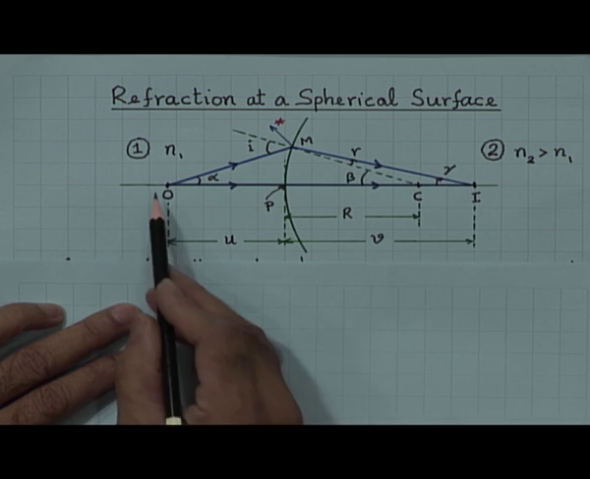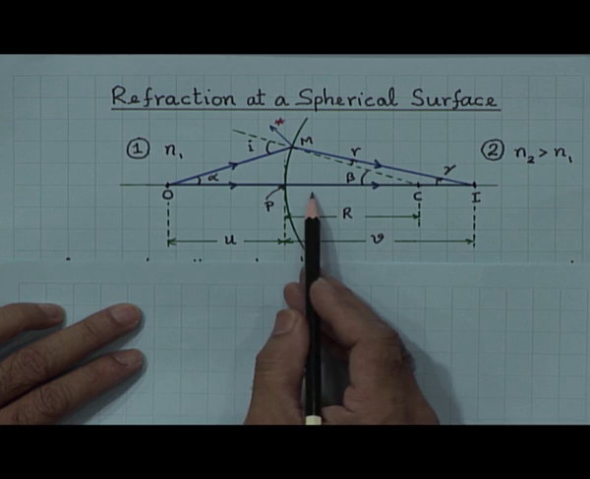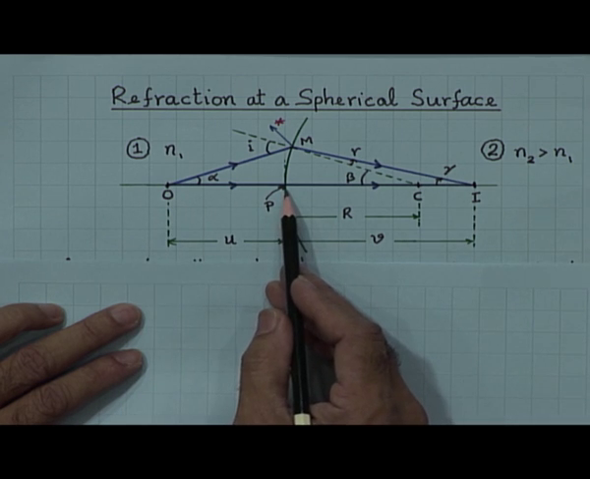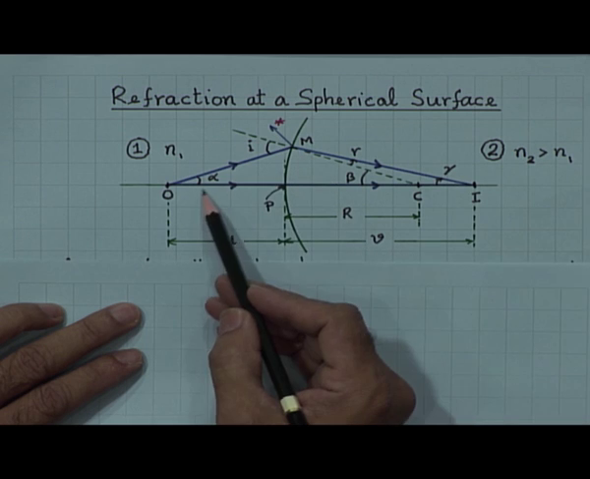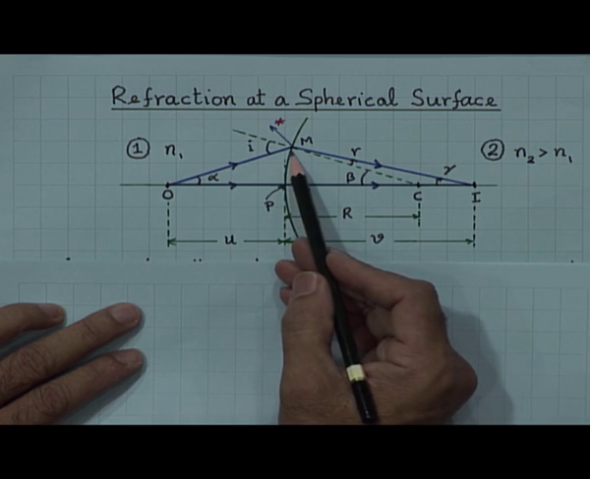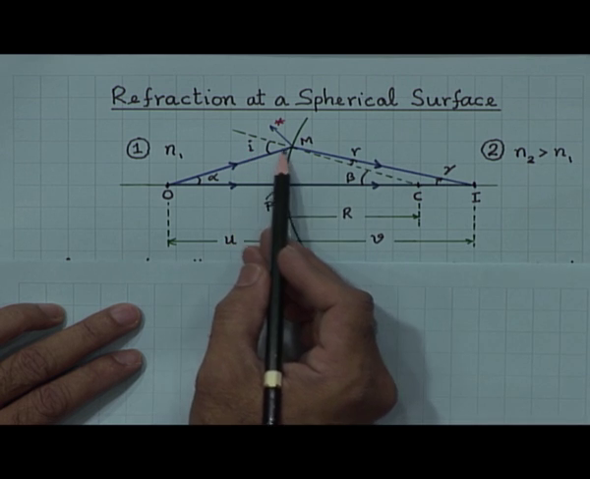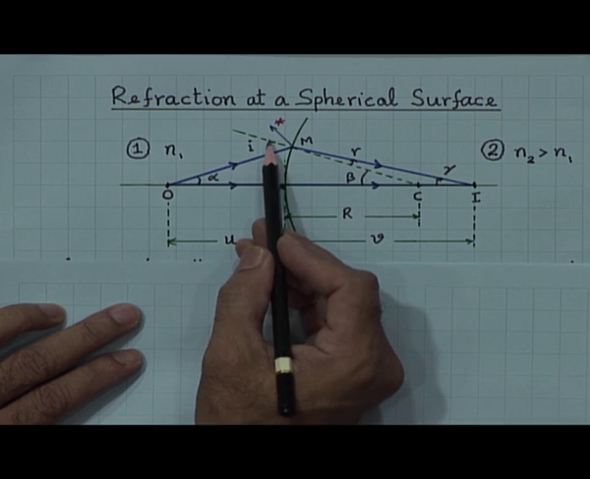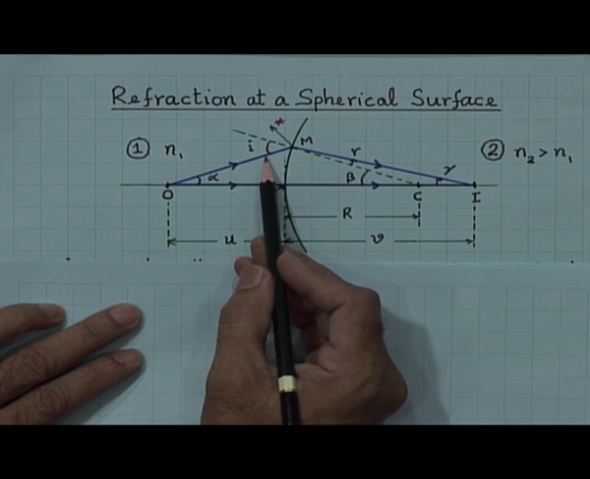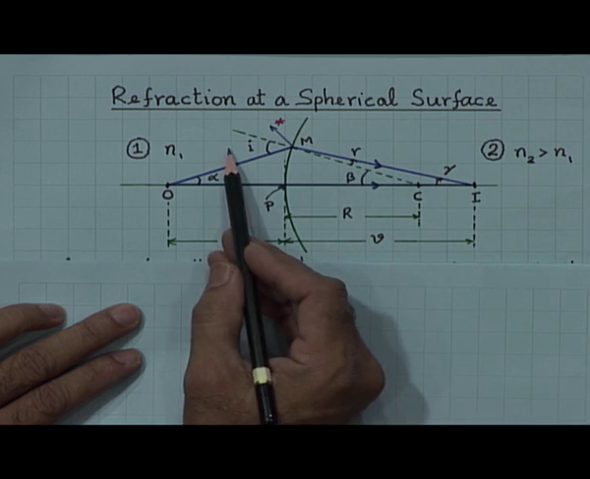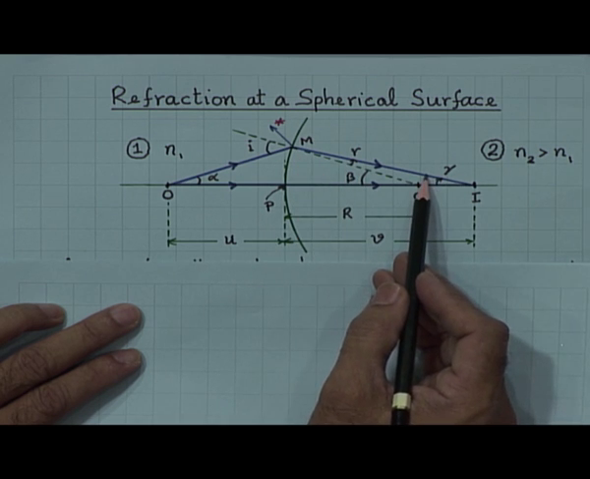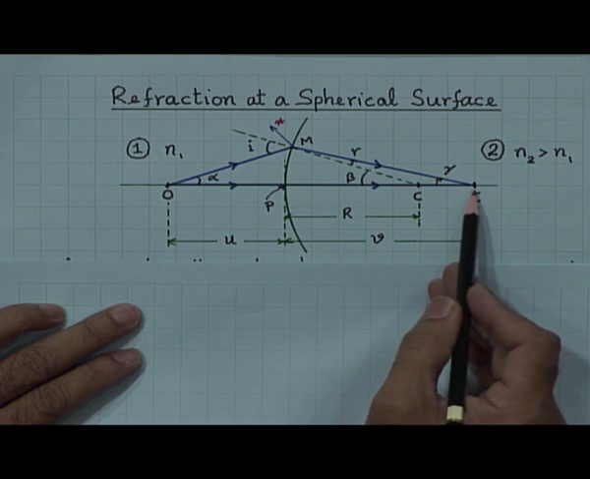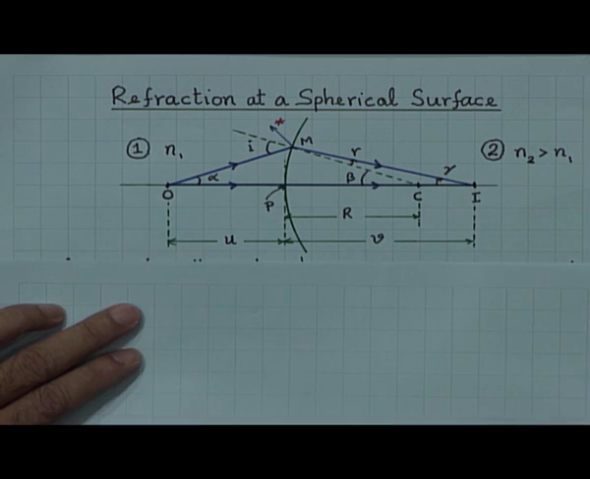Here O is a point object whose image is formed in medium 2 at a position I. There is a straight ray which is incident normally on the spherical interface, which passes undeviated, and a ray which is coming at an arbitrary small angle alpha is refracted. The dotted line here shows the normal to the interface. I is therefore the angle of incidence, and because n2 is greater than n1, the ray bends towards the normal. It intersects the straight ray at the point I, and therefore I is the image point of this object.